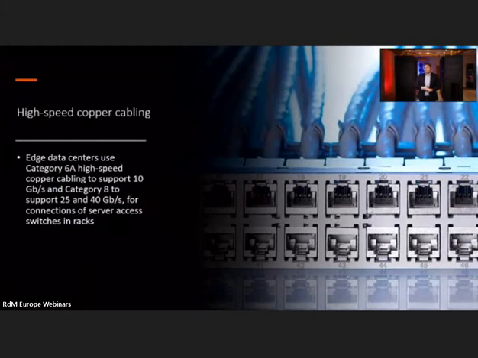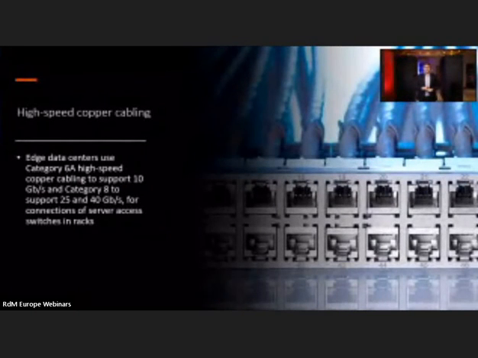For high-speed copper cabling, today we can focus on category 6A, which was the highest category, providing bandwidth good enough for 10 gigabits. But today, we also have category 8, which gives bandwidth for 25 gigabits and 40 gigabits, which is quite a lot for copper cabling. And today, at R&M, we also have such solutions in our portfolio.